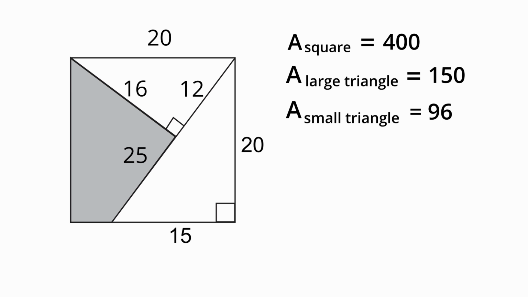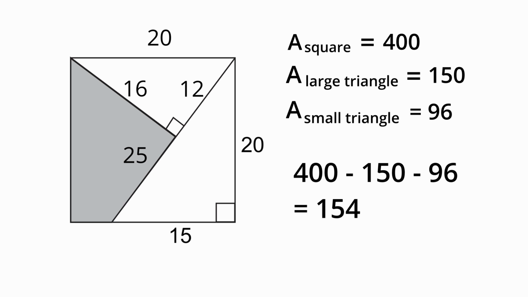Finally, the shaded area equals the area of the square minus the area of each triangle. 400 minus 150 minus 96, which equals 154. So the answer is 154.